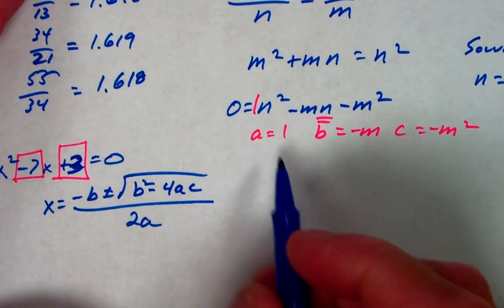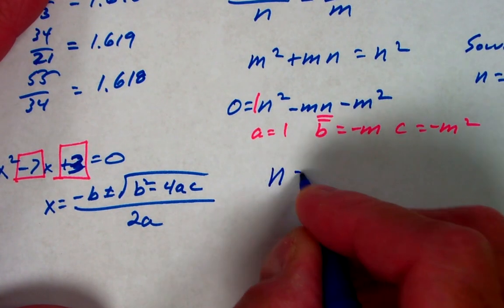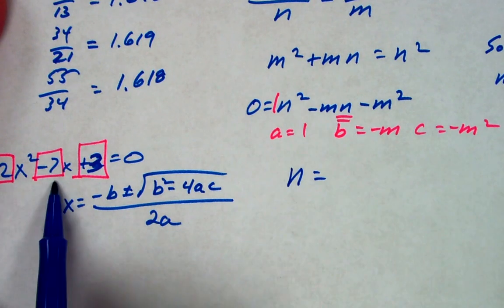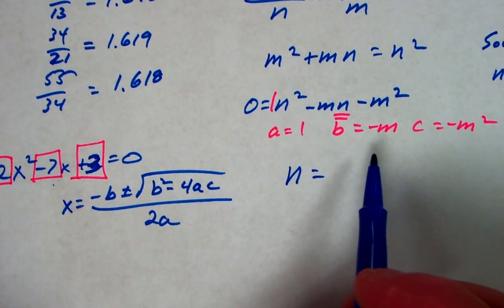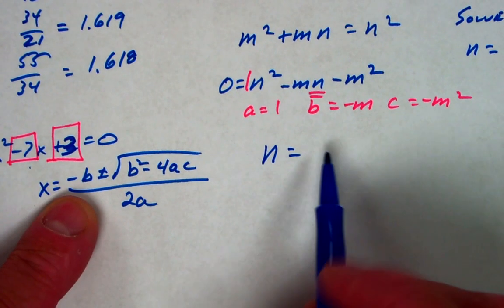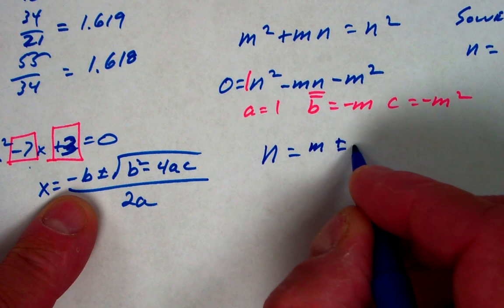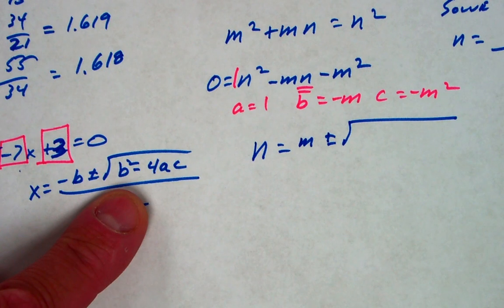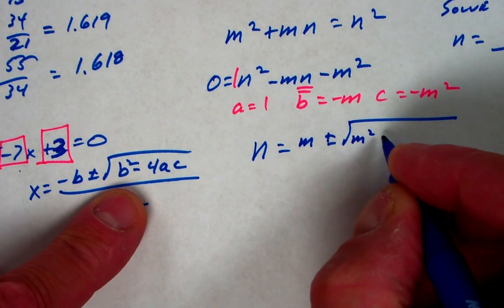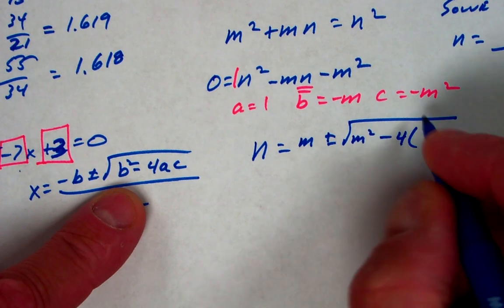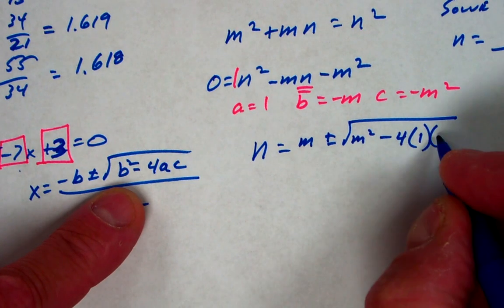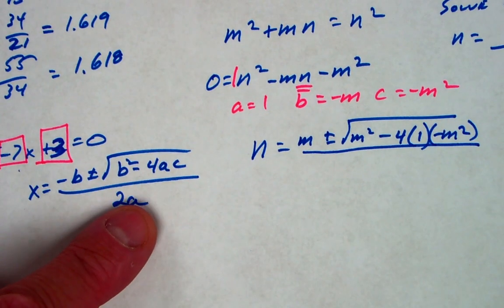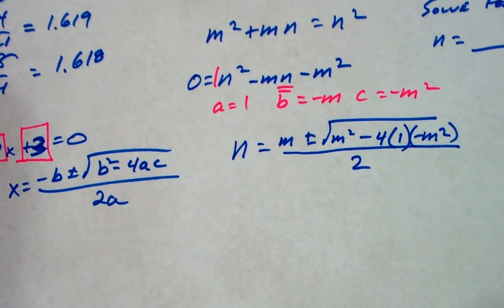Okay? So here we go. So n equals, I'm solving for n, just like over here I solved for x. Help me out, using your formula. Opposite of b: m plus or minus the square root of negative m squared, which is just going to give us m squared. Beautiful. Minus 4 times 1 times negative m squared. Nice job. I like all your help. Over 2. Yeah, just 2 times 1.